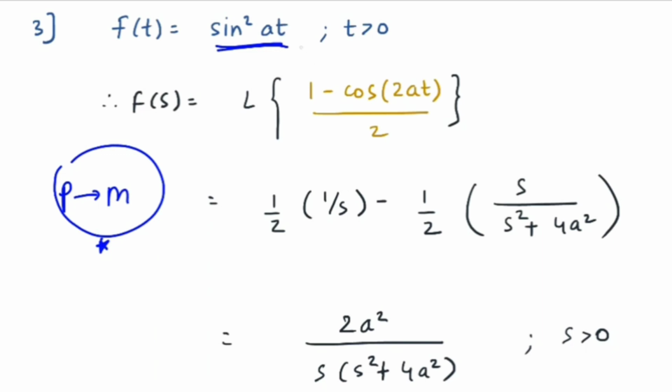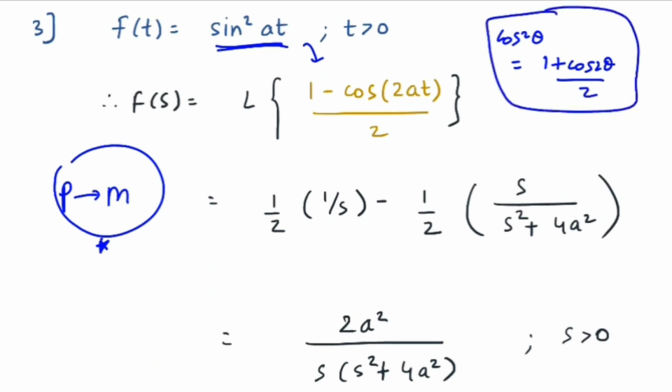Now note this relationship: sine square theta is equal to 1 minus cos 2 theta upon 2. What if it was cos square theta? Then you can write it as 1 plus cos 2 theta upon 2. So this is one more question the examiner can change to cos square at, and then you have to use this identity.